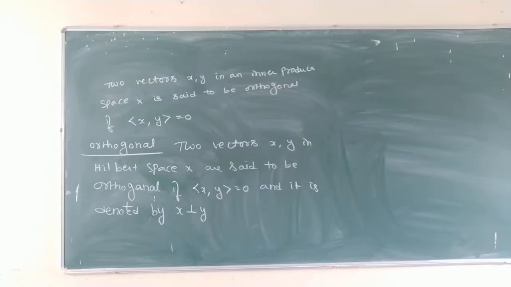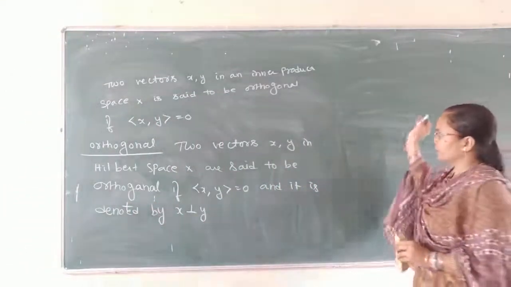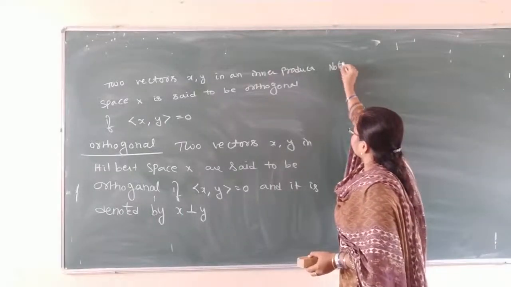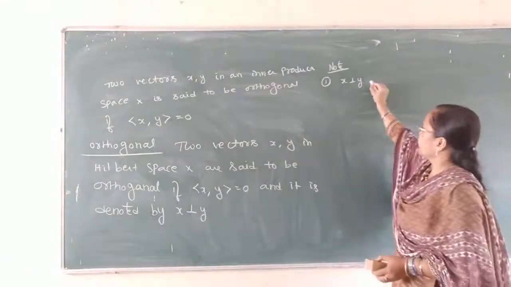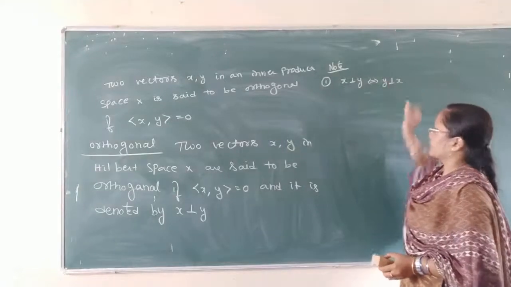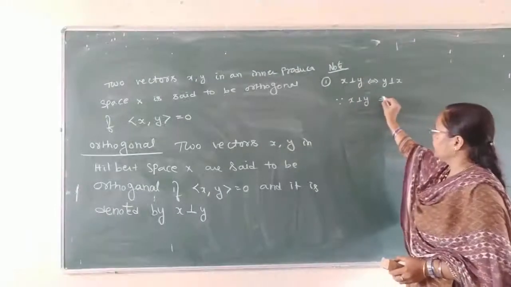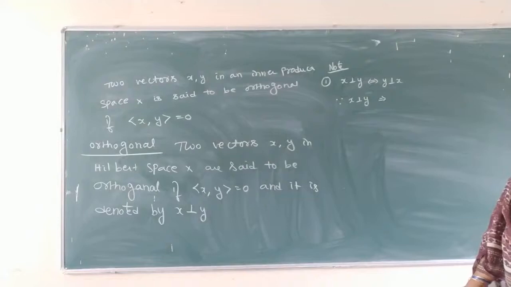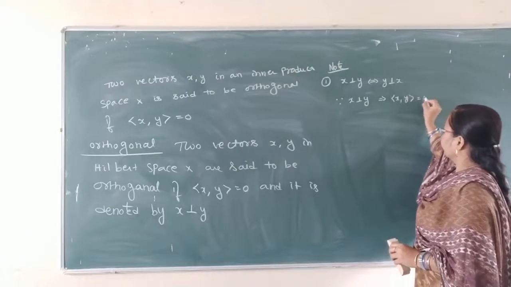See, our first note point is x orthogonal to y if and only if y orthogonal to x. Now onwards we are using the symbol only. How can we say that it is? So take the LHS condition, x is orthogonal to y. Now here we have to apply the definition of orthogonality, that is, the inner product of x comma y is equal to 0.